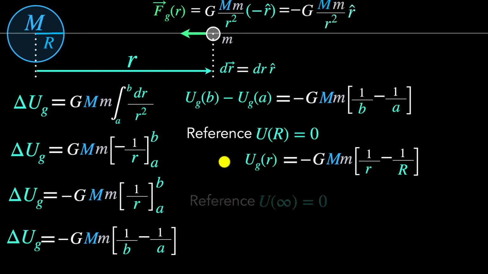In other words, let's choose a reference where U of infinity is 0, meaning when they're infinitely far apart, let's choose that to be 0. Again, this is our choice. We are completely free to choose this. Why is this more convenient?